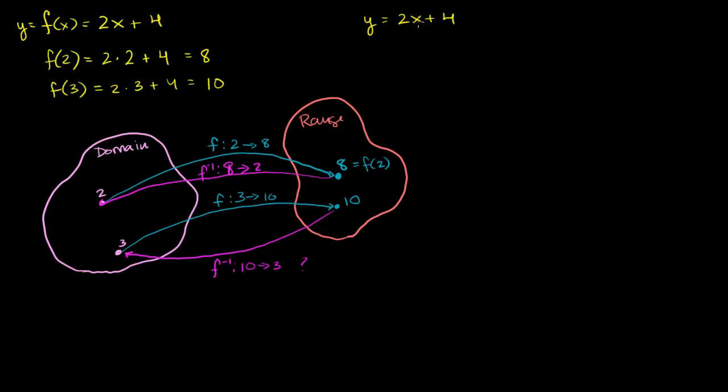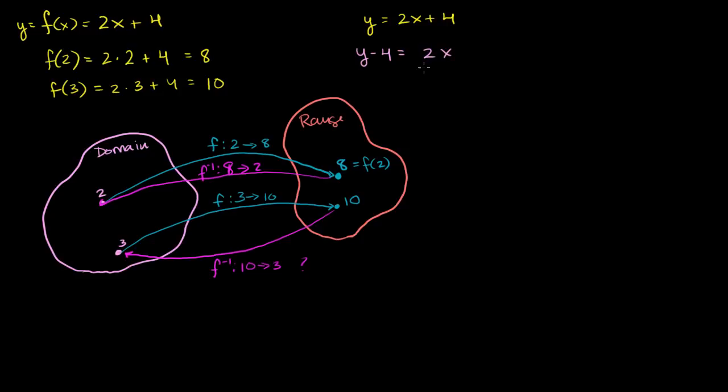And this, once again, is our function. You give me an x, it'll give me a y. But we want to go the other way around. We want to give you a y and get an x. So all we have to do is solve for x in terms of y. So let's do that. If we subtract 4 from both sides of this equation, we get y minus 4 is equal to 2x.